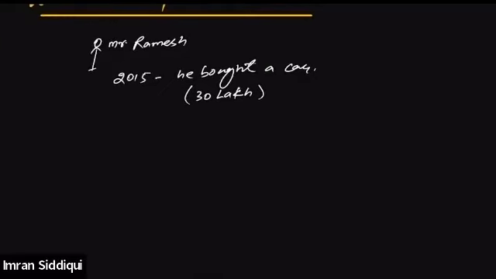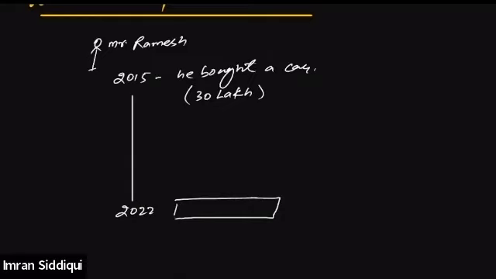Now, from that date, he used that car for traveling purposes. And now, in the year 2022, we want to find out the value of that car. You tell me, what do you think, whether the value of the car must have increased or decreased? It might have decreased because of the usage of this car during the last 7 years. After 7 years, what do you think? Yes, it might decrease.